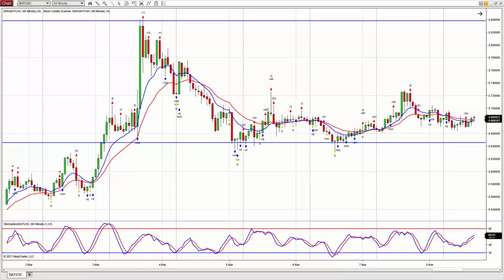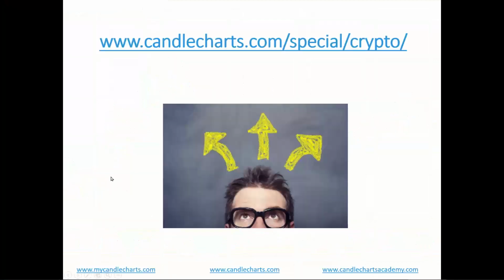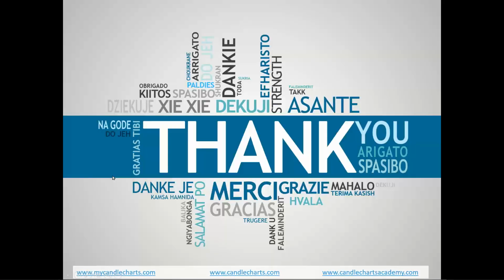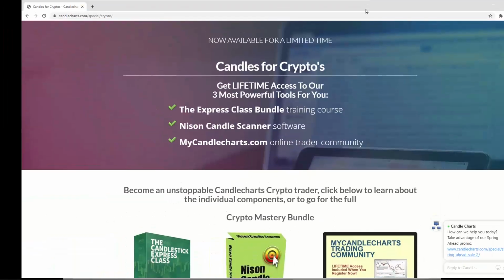So what are we really talking about here today? Again, this is all about understanding the power of the candle patterns. Let me just click to my next page. There we go. I'll bring up this page right here.